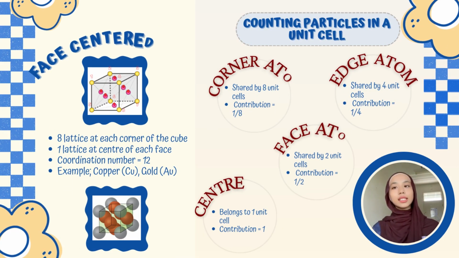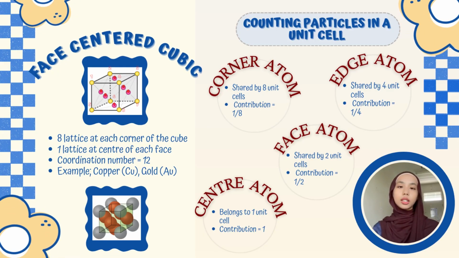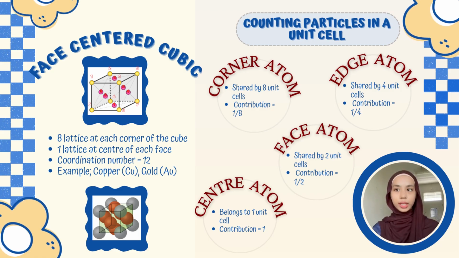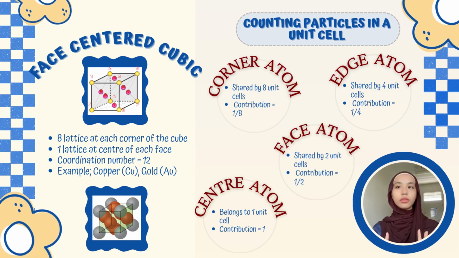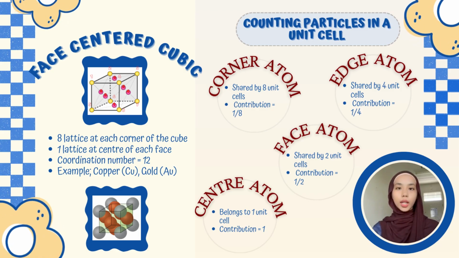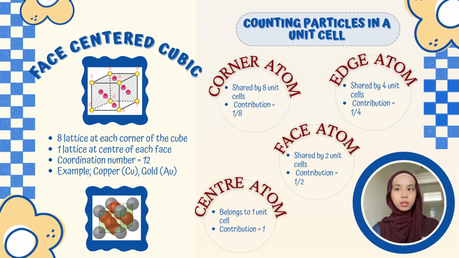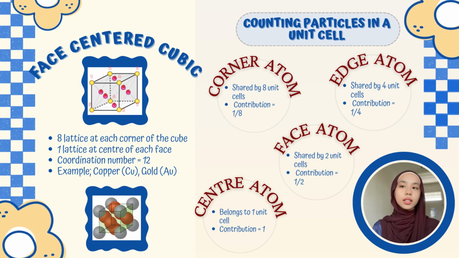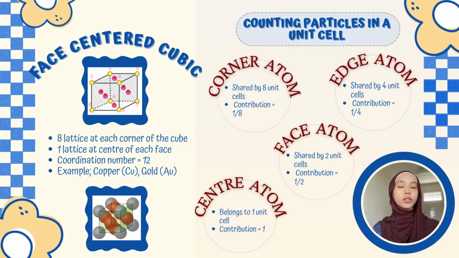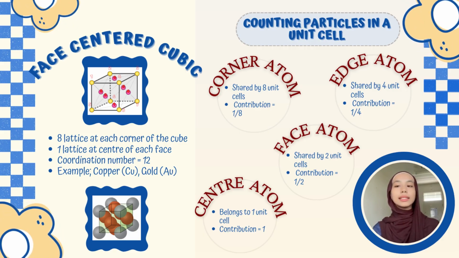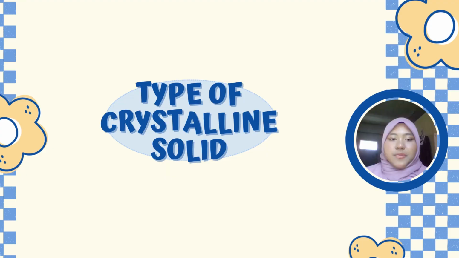Next is the face-centered cubic structure. Atoms are at the corners and the center of each face. The coordination number is 12. Examples include copper and gold. And for counting particles, corner atoms contribute 1/8, edge atoms 1/4, face atoms 1/2, and center atoms contribute 1.